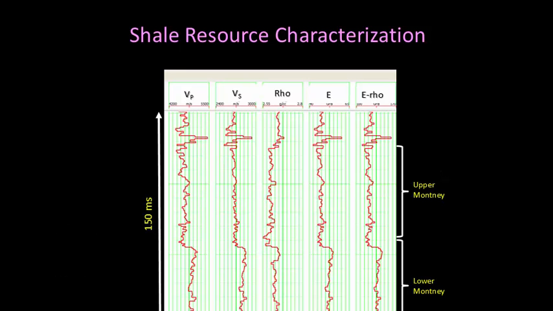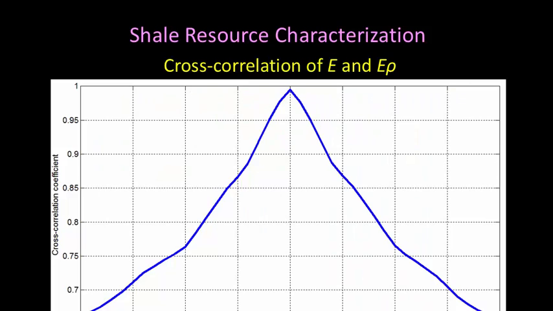Here is the curve for E derived from these three curves, and the E-rho derived again from these three curves; you need IP and IS. Notice the similarity between these two curves. Are they the same, or are they similar everywhere or not? Well, we can check that. We don't have to depend on our eyes all the time. So you cross-correlate the two curves, and zero lag is the maximum correlation. So that tells us, yes, they are very similar.